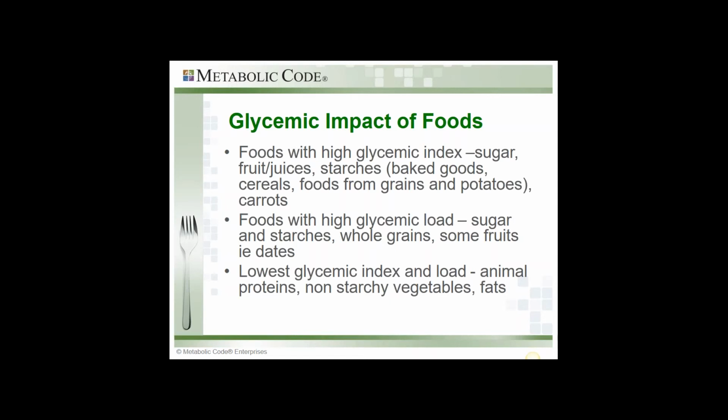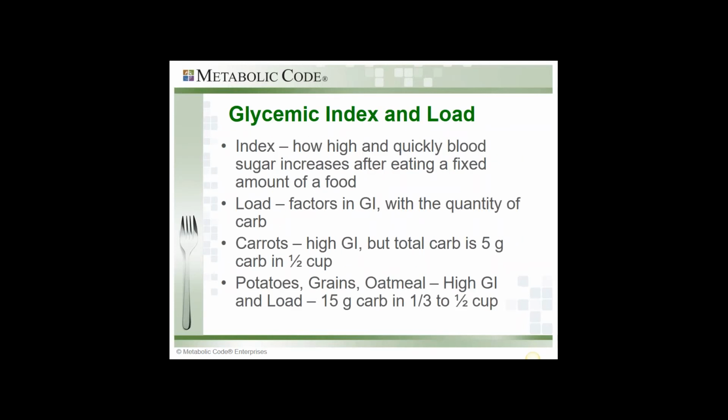So the foods that do not spike our blood sugar are animal proteins, non-starchy vegetables, so those are your things like broccoli, cauliflower, celery, etc., and our fats. Next slide. So again, how high and how quickly blood sugar, so people understand which foods we're talking about.